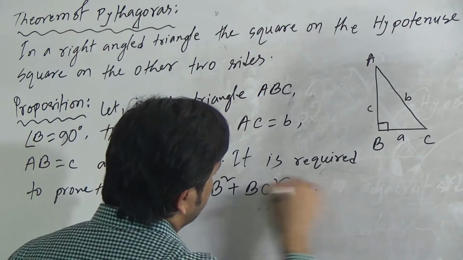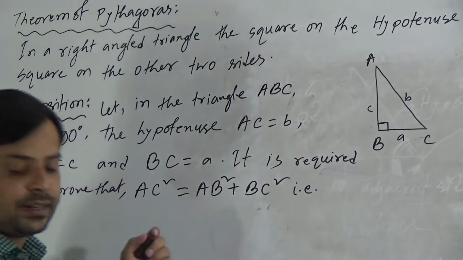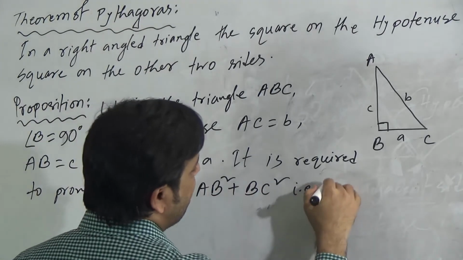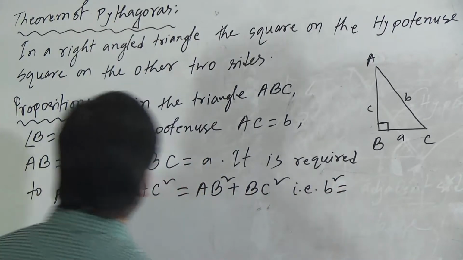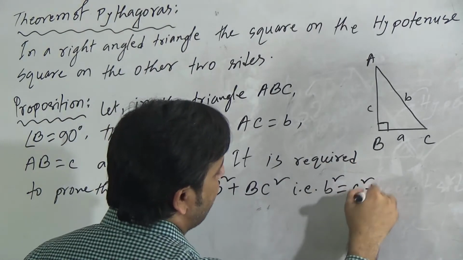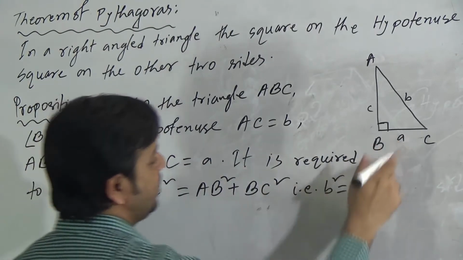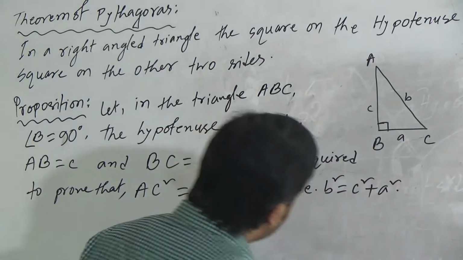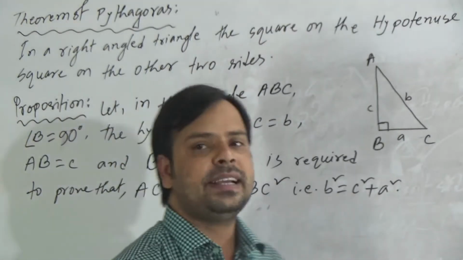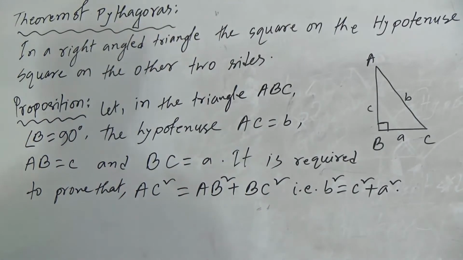That is, as we have considered here, AC is equal to b, so we need to prove b square is equal to c square plus a square, since we have considered AB equal to c and BC is equal to a. It means that we need to prove that b square equals c square plus a square. Okay, dear students, now I will go to the next step. Next step is construction.